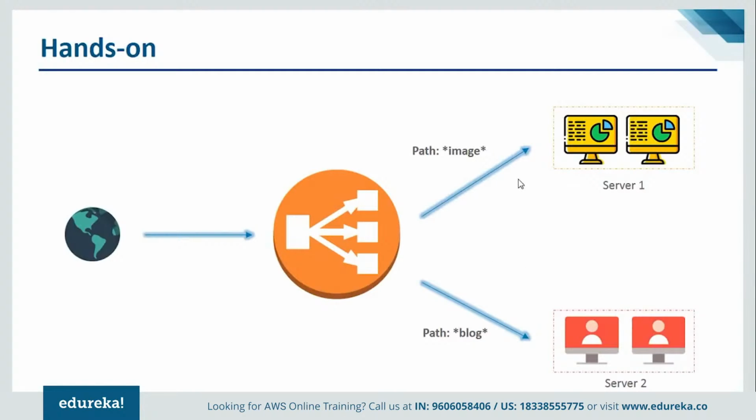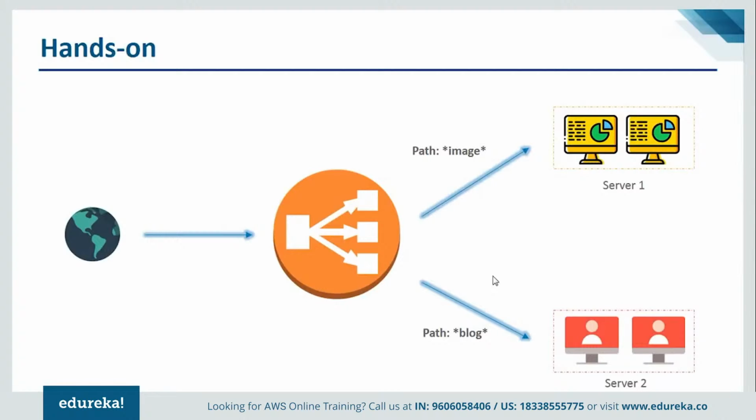Now, for those of you who didn't understand why we created two autoscaling groups, it is because we want the image processing servers to be scaled as well, and at the same time we want the blog servers to scale as well, right? So that is the reason we created two autoscaling groups. So I created a server 1, which you can imagine is for your image processing, and I created an autoscaling group for server 2, which you can imagine is for your blogging section.